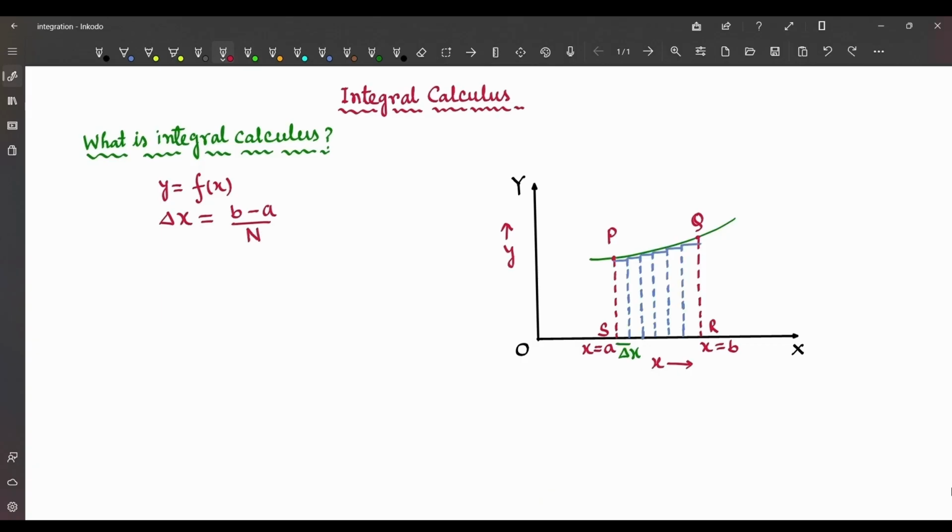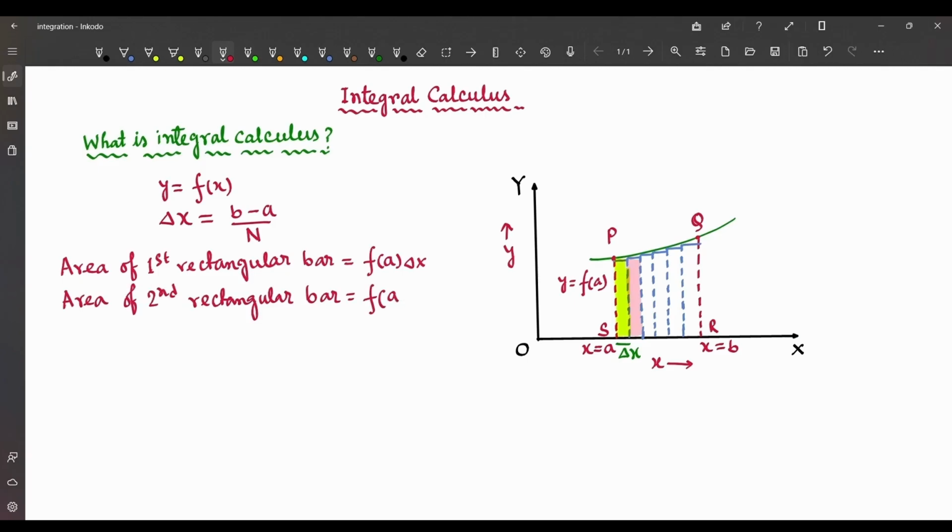Here we get n rectangular bars and we neglect the curvature of the upper part of each bar. The value of y for PS is y equal to f(a), because the value of x at point S is a. The area of the first rectangular bar is f(a) into del x. Similarly, the area of the second rectangular bar is f(a plus del x) into del x. For the second part, the value of y is f(a plus del x).